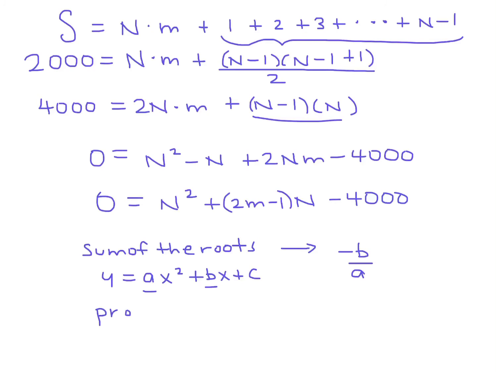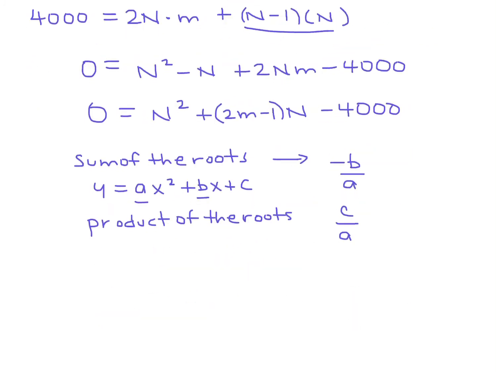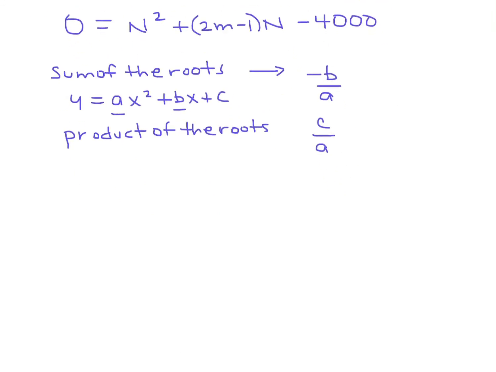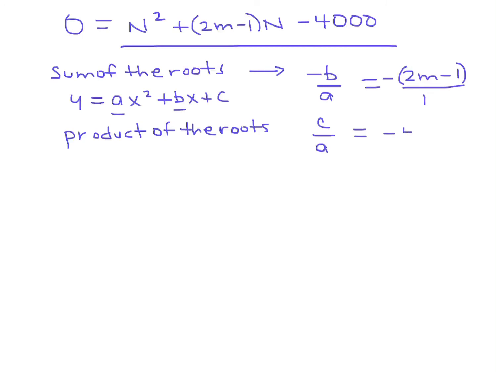The product of the roots is equal to c over a. Okay? So we are going to use those two little formulas to proceed with this question. So in our polynomial, what is b over a negative? Well, b is 2m minus 1, and a is just 1, and of course we got to add this little negative here. And then c over a is just minus 4,000 over 1.